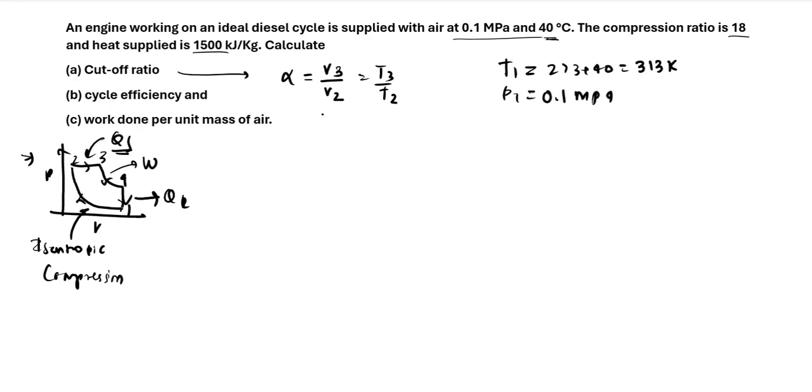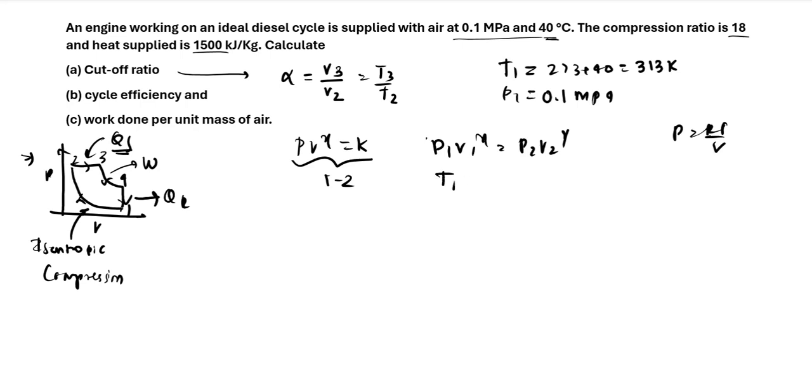So we have isentropic compression for process 1 to 2, which is PV to the power gamma equal to constant. If you apply this between 1 and 2, we have P1 V1 to the power gamma equal to P2 V2 to the power gamma. But we need to convert this into temperature and volume terms, because we know the compression ratio and we know the temperature at point 1 also. So you can just substitute P as RT by V here.